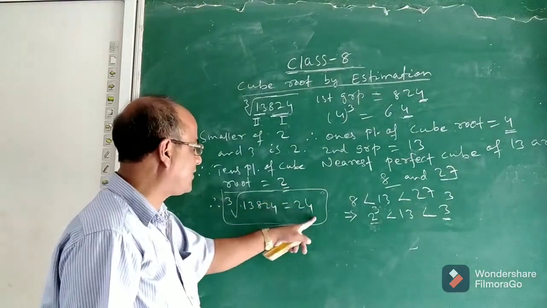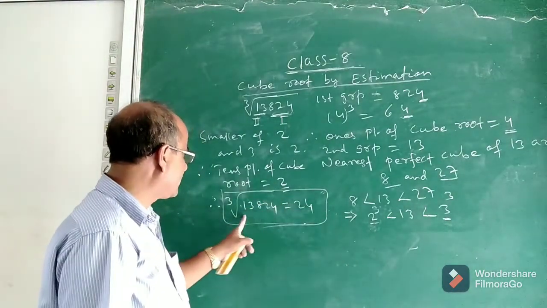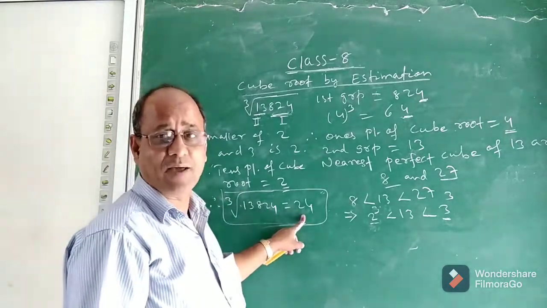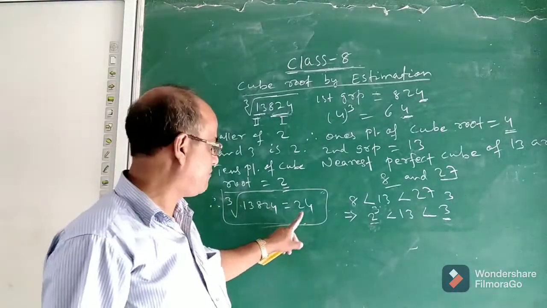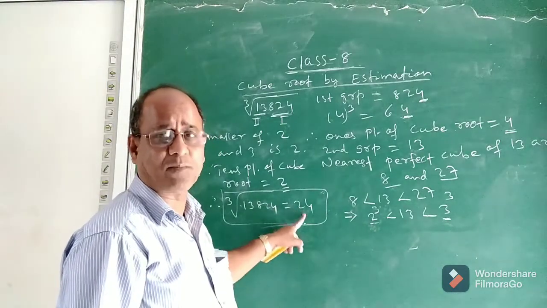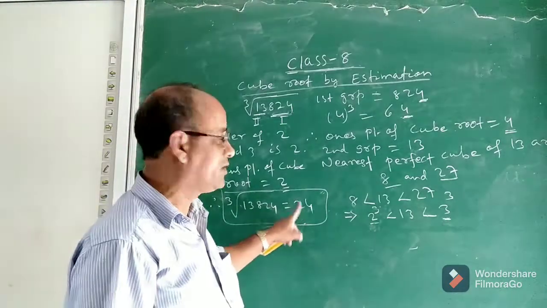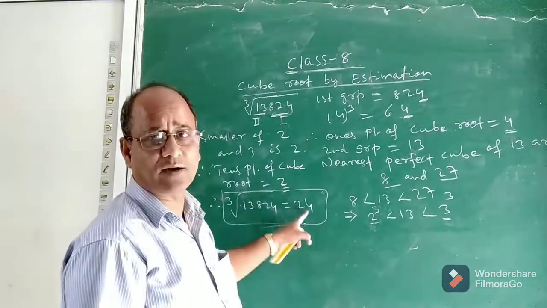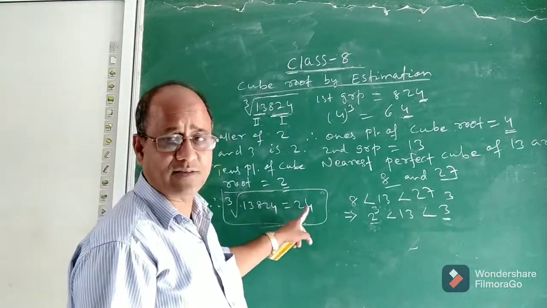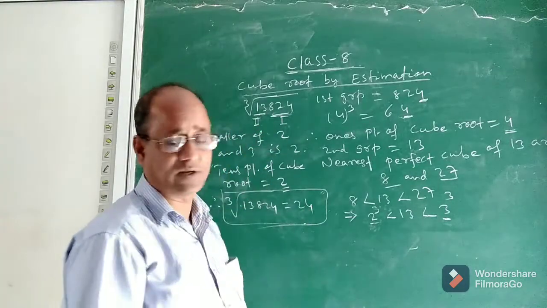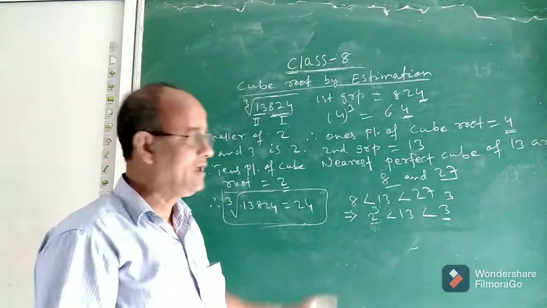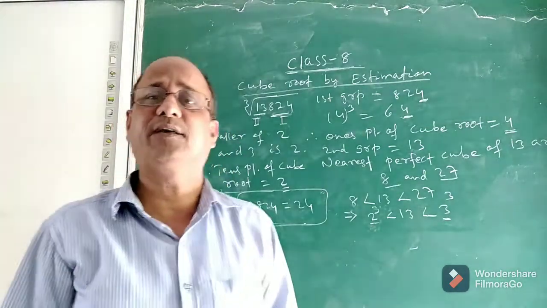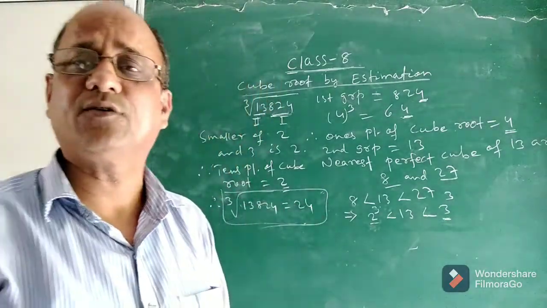So tens place 2, ones place 4. That means the cube root of the given number is 24. And you can check it by multiplying 24 three times, or finding the cube of 24; you will definitely get 13,824. So 24 is the required cube root of 13,824. Okay? I hope, children, you understood what the estimation method of finding the cube root of a positive integer is.